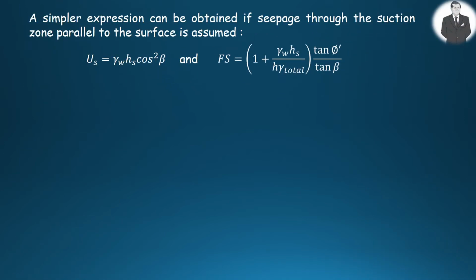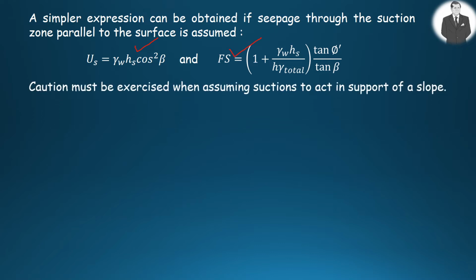A simpler expression can be obtained if seepage through the section zone parallel to the surface is assumed. The pore water pressure and the factor of safety can be calculated using the equation presented here. But we must be very careful when assuming sections to act in support of a slope.